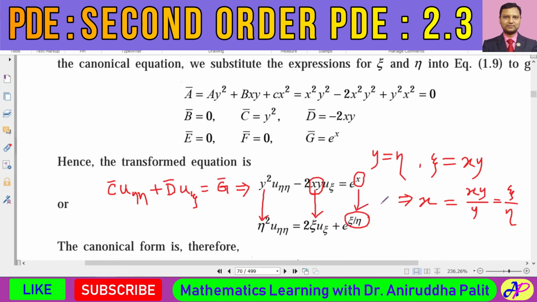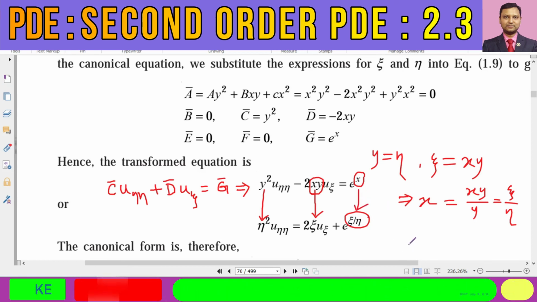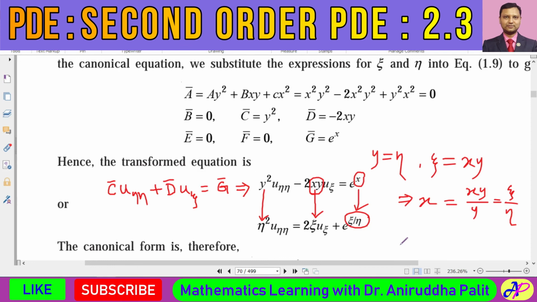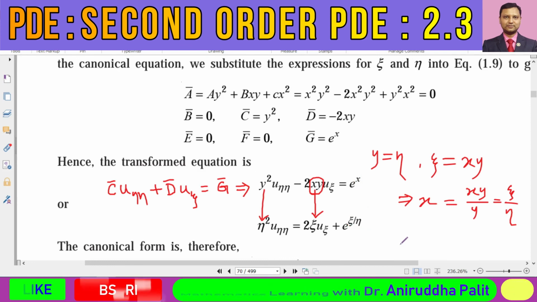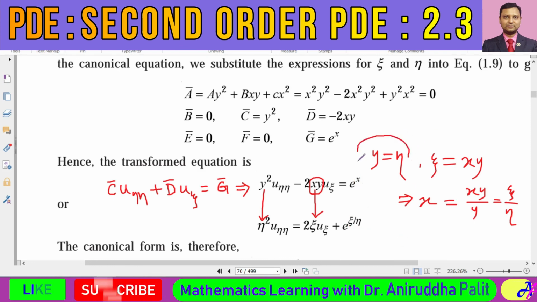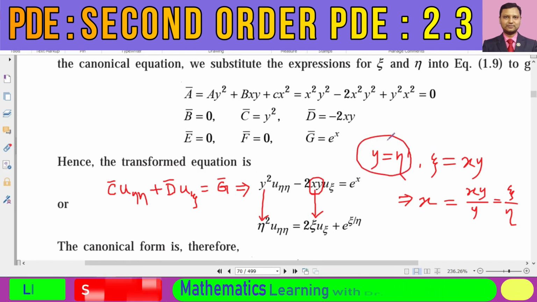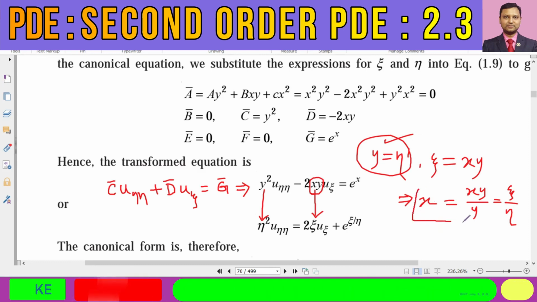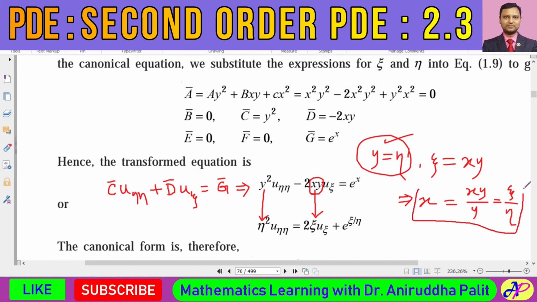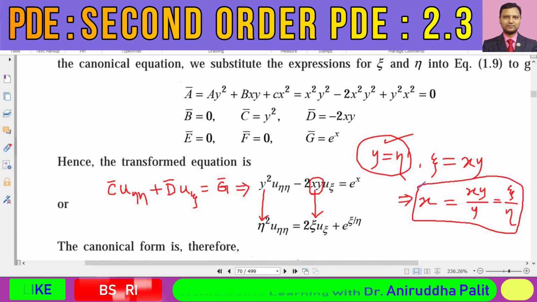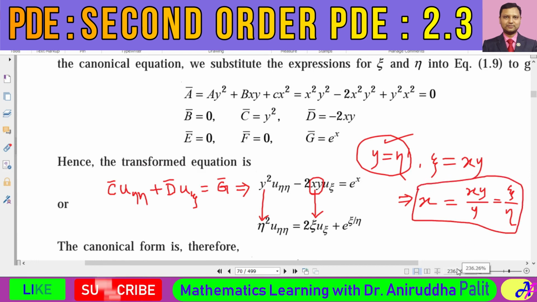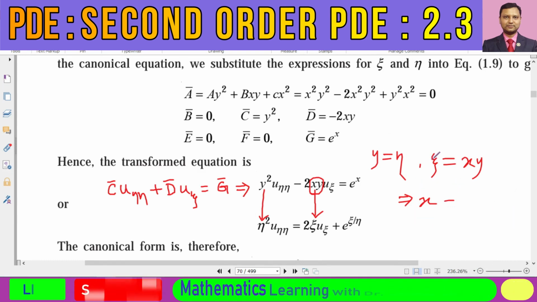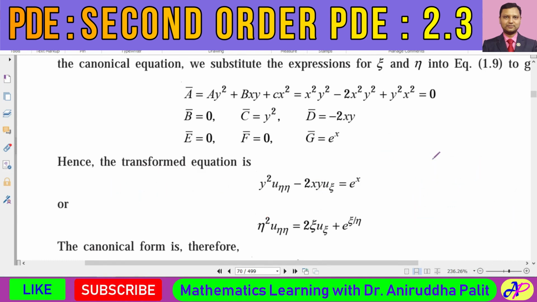Got it? So in this way we will be able to compute the expression of x, and you see the computation of the expression of x depends upon the expression of xi. So if we choose this kind of easy expression, xi is equal to eta, in that case the computation of x becomes much easier. Otherwise it would become a bit complicated. So that is the second piece of information that I wanted to highlight.